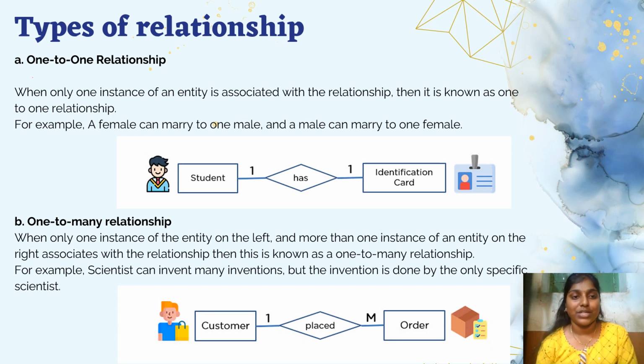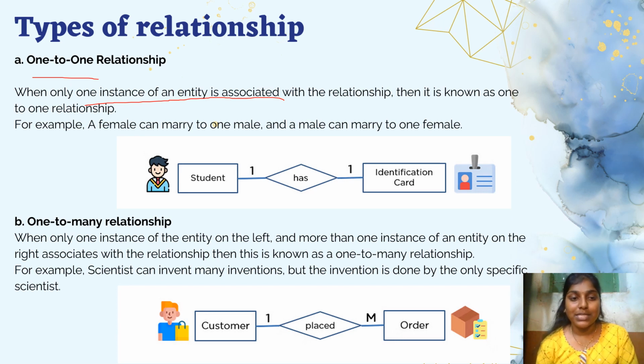One-to-one relationship: when only one instance of an entity is associated with one instance of the other, it is known as a one-to-one relationship. Like one student has only one identification card and a particular roll number. So only one student has one particular ID card.